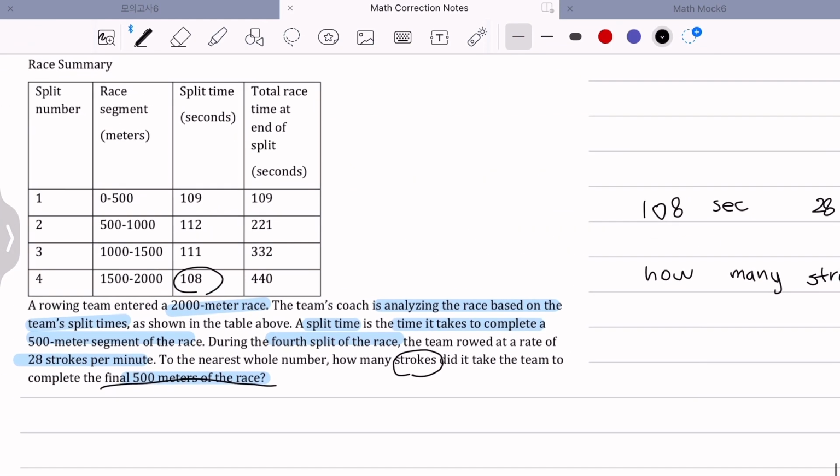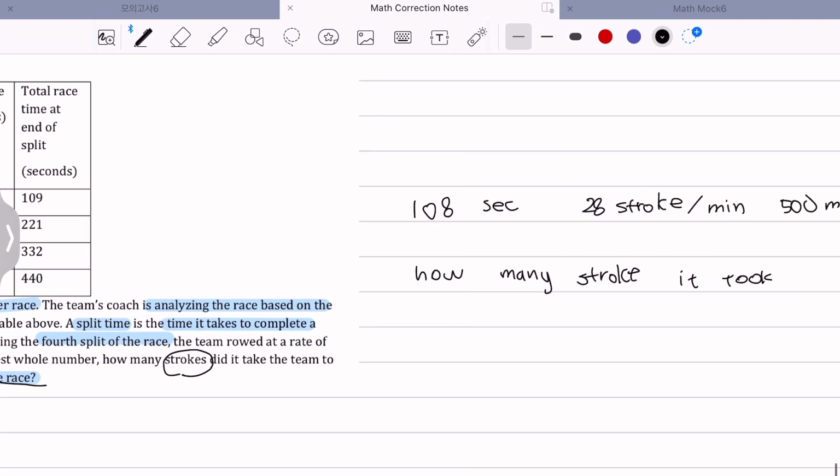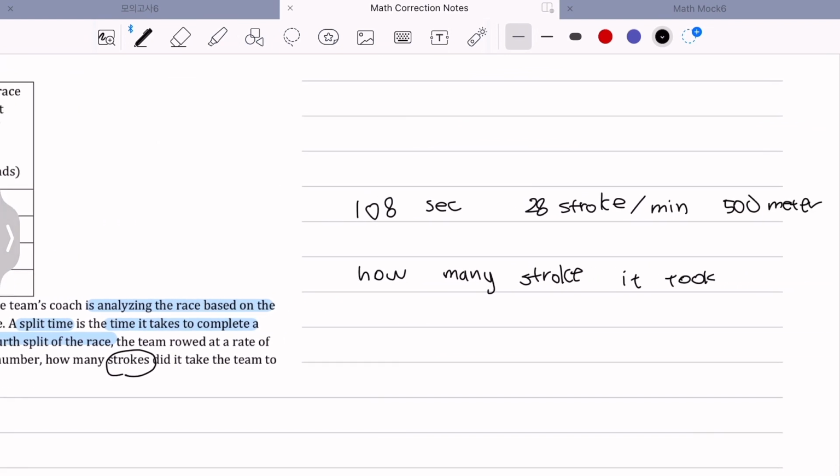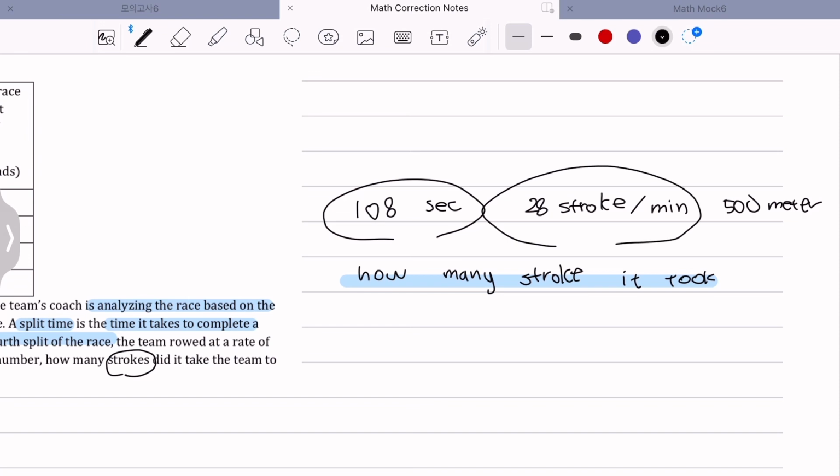For this kind of question, it's giving us a lot of information at once, as you can see from the length of the question. So I highly recommend you summarize and organize what you have to find and what information you have. So you have to find out how many strokes it took, based on 108 seconds, 28 strokes per minute, and it ran 500 meters.